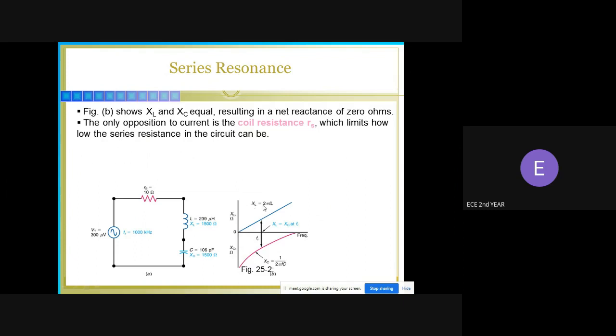Here XL equals 2 pi F L, starting from 0 and gradually increasing, and XC equals 1 divided by 2 pi F C, with its value gradually changing. At one frequency, for example, XC is minus 5 and XL is plus 5. Both get cancelled and the net value is 0. At that frequency, these both values are the same. That is called XL equal to XC, and that frequency is the resonance frequency.